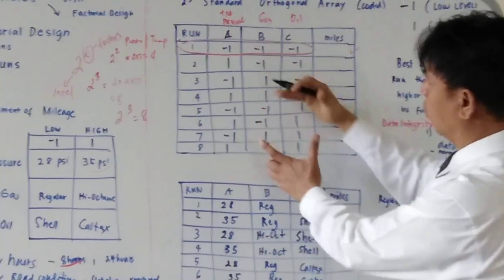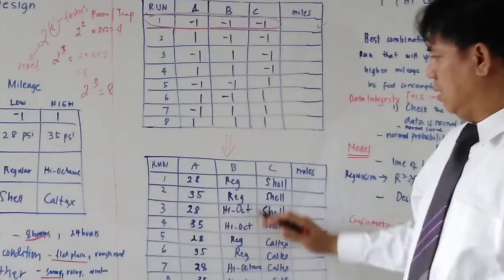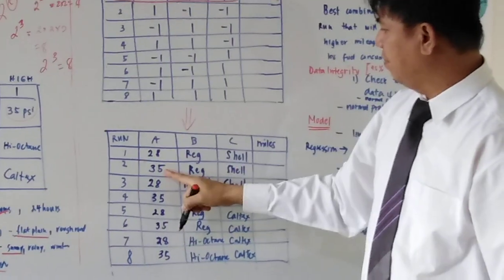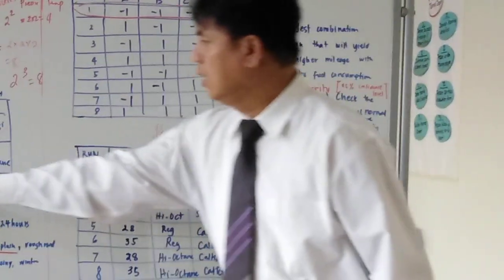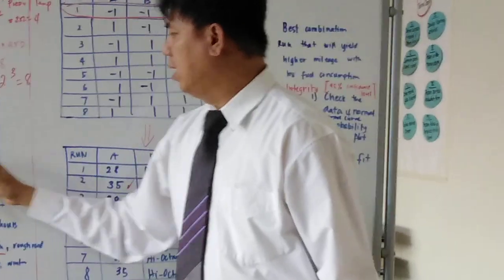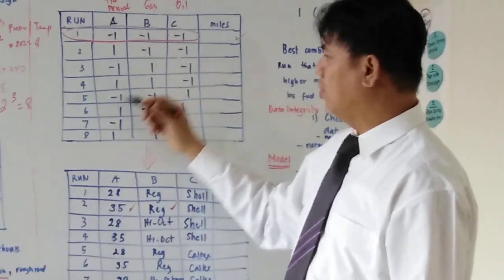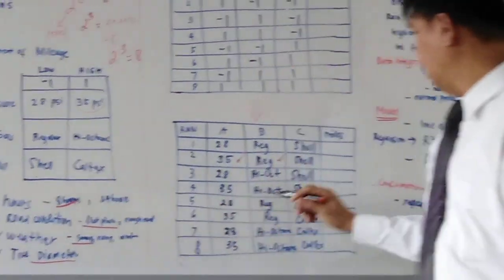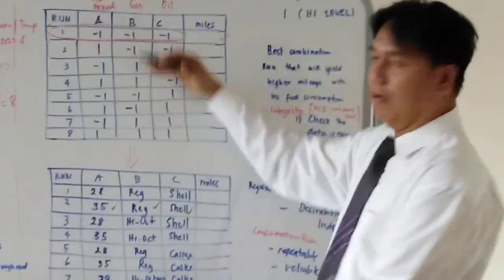So here are the coded ones, and at the bottom are the populated parameters. So for example, here 1 is 35, you see here is 35 psi, and then negative 1 of B. B, negative 1 is regular, so you can see here. And here, negative 1 of C. Here is C, then negative 1 is Shell. So here is Shell. Okay, so this is the translation of the coded parameters.